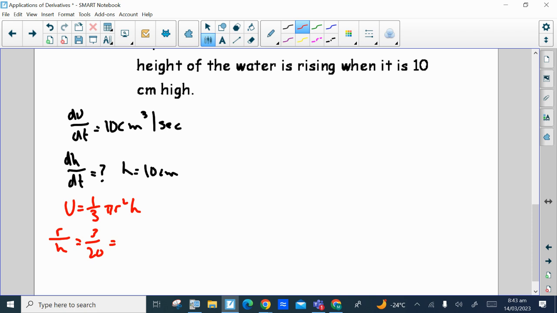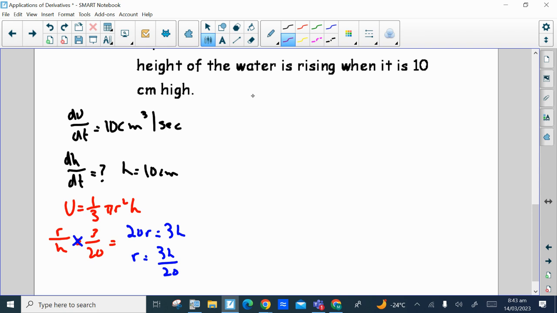So we want to find what's happening at the moment when the height is 10 centimeters. So we want to know an expression for r. Well, I guess, let me back up here. I can get what r is in terms of h just by cross multiplying now. So when you cross multiply, it'll be 20r equaling 3h. So r will equal 3h over 20. So that's what we'll sub in for r in the equation.